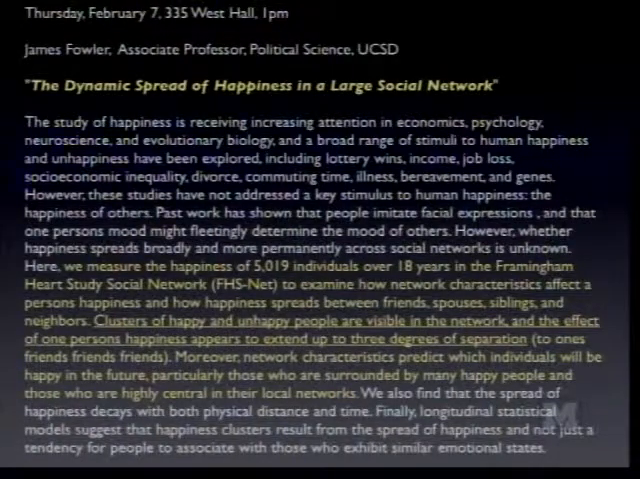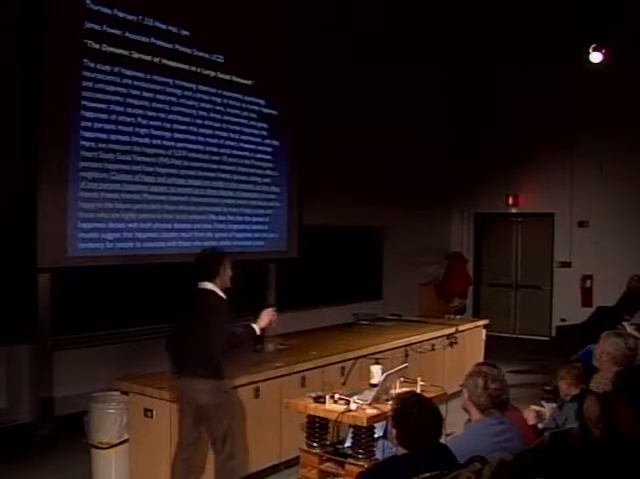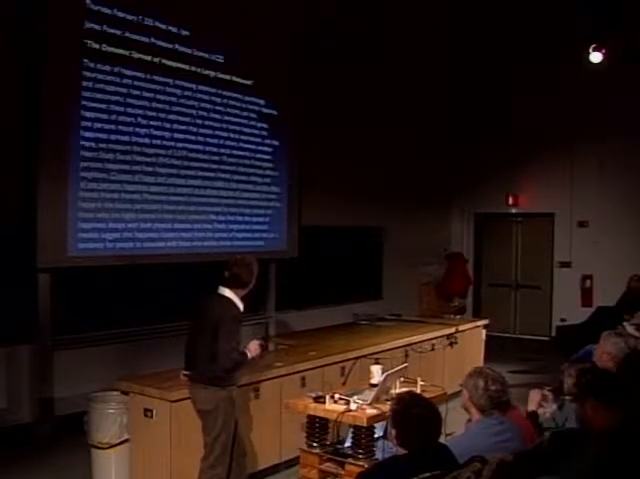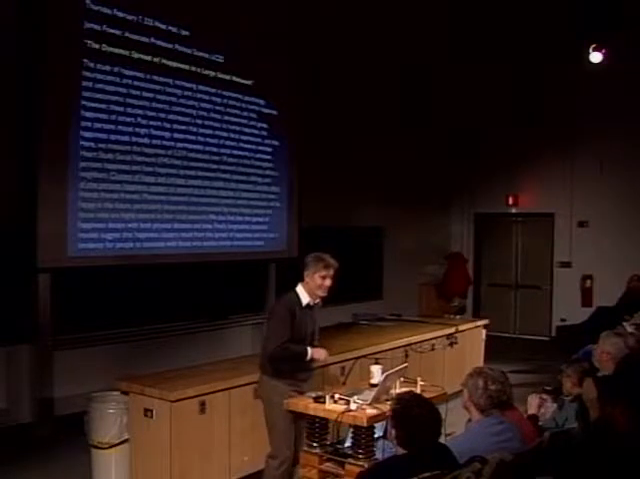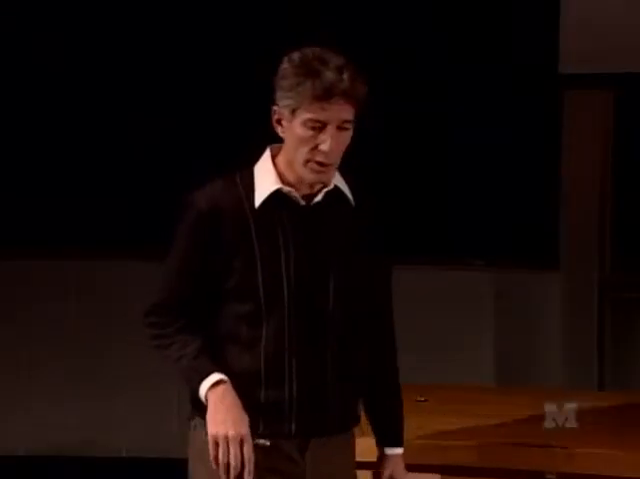And then, moreover, network characteristics predict which individuals will be happy in the future, particularly those who are surrounded by many happy people, duh. Sorry. And those who are highly central in their local networks. So the science of happiness is upon us. Let me show you another example.